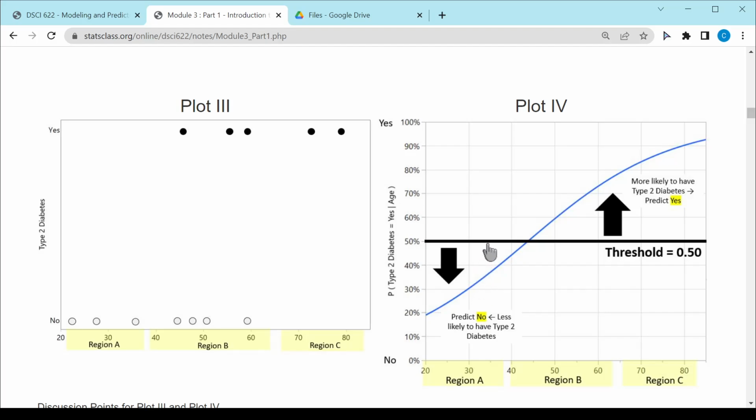So there are 2 steps that we need to use when we're doing logistic modeling. The first is to get this blue curve, which is just the predicted probabilities of having diabetes. And then the second thing is to actually classify them into either no, they do not have diabetes, or yes, they do have diabetes.